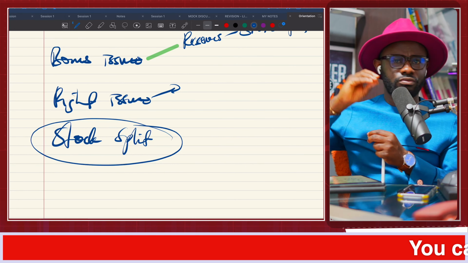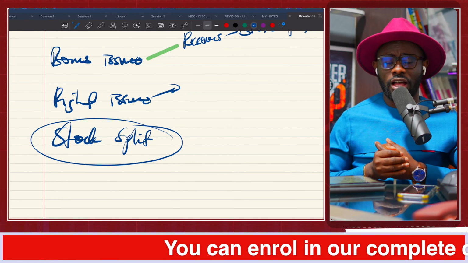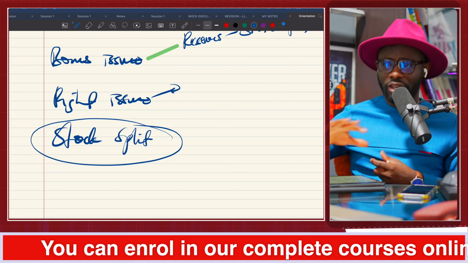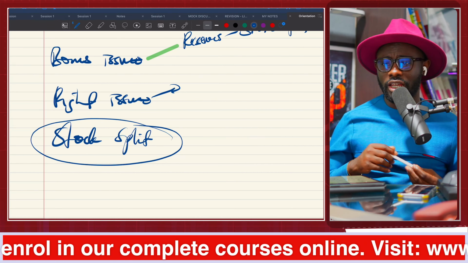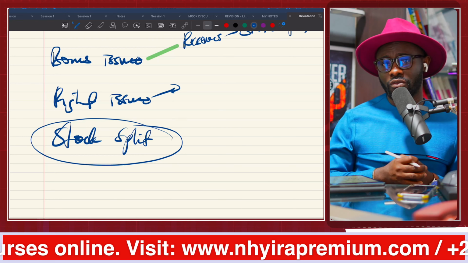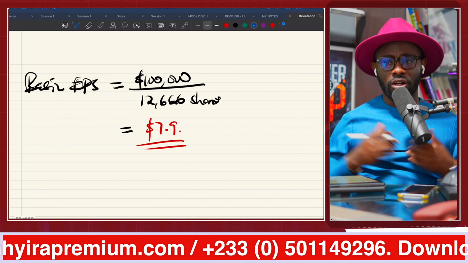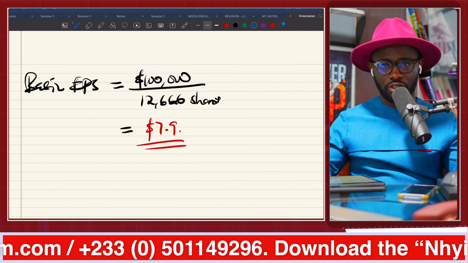So these are two extreme cases that the examiner could shower us with in the exam hall, and we'll be looking at a question about these two later on when we are solving questions generally in respect of the accounting standards. But that is what you must understand when we talk about earnings per share.